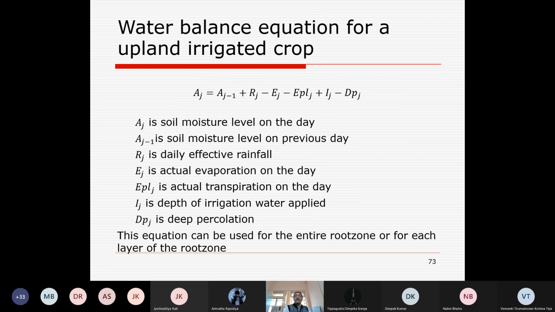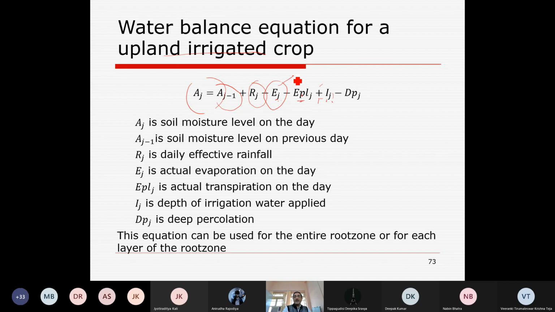What about upland irrigated crops? So this is the amount of soil moisture on the day. This is the previous day condition. This is the rainfall on the day, the daily effective rainfall. E is the effective evaporation of the day. It's basically actual transpiration, so evaporation, transpiration. This is the depth of irrigation water we have applied.